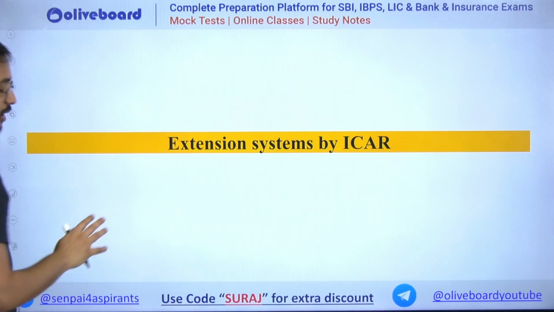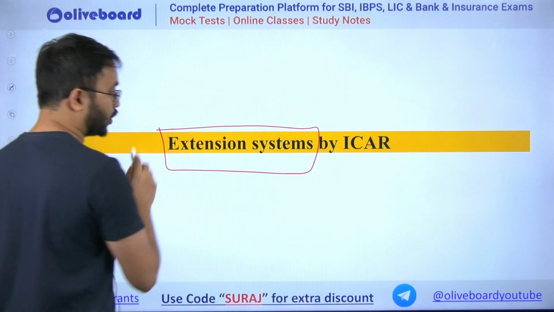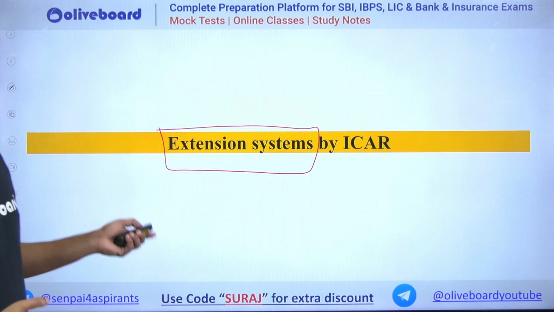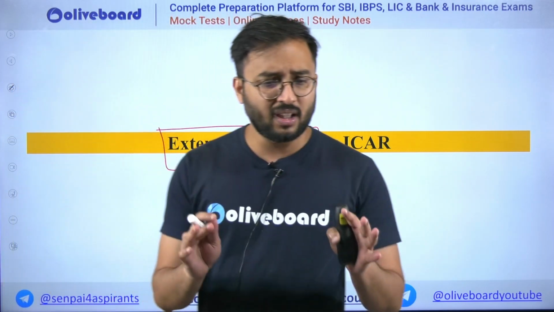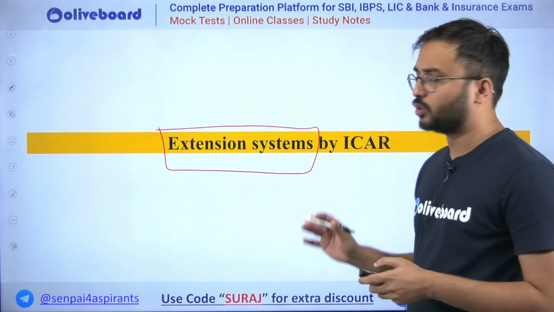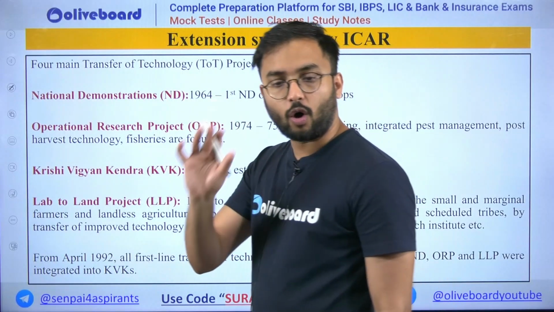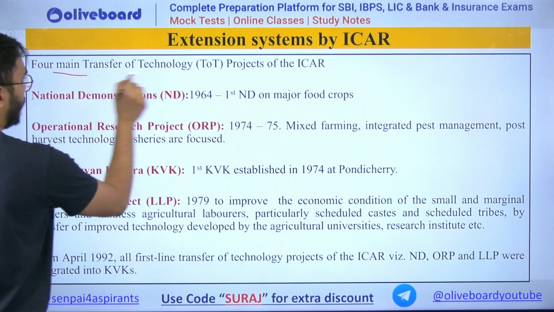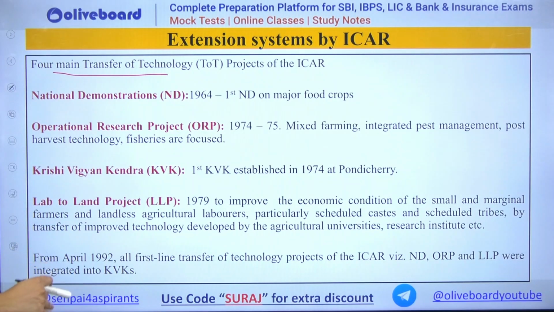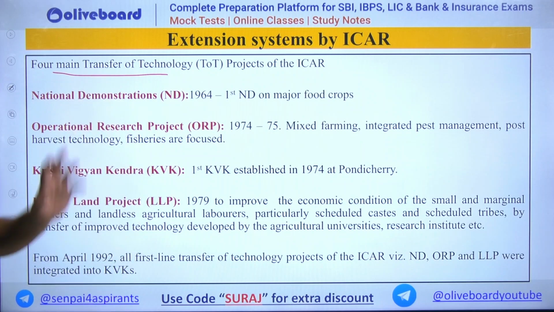Now listen very carefully to what I'm trying to tell. All the things today are factual, that is, the extension systems we are going to see by ICAR. So you have to be cautious and keep high concentration. None of the facts should go out from under your eyes. So 4 main transfer of technology projects have been done by ICAR in the domain of extension education.